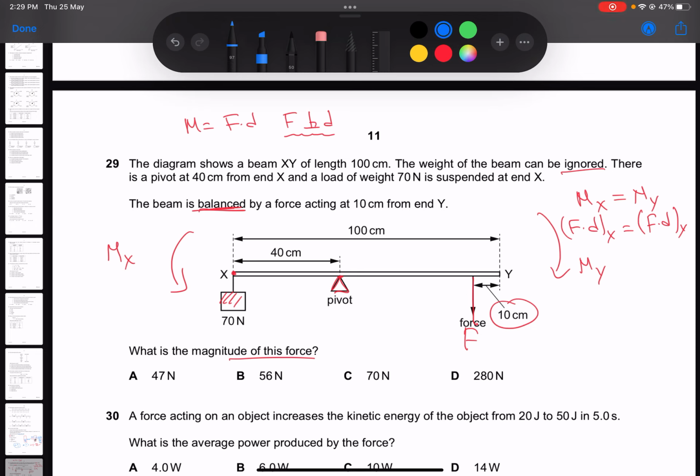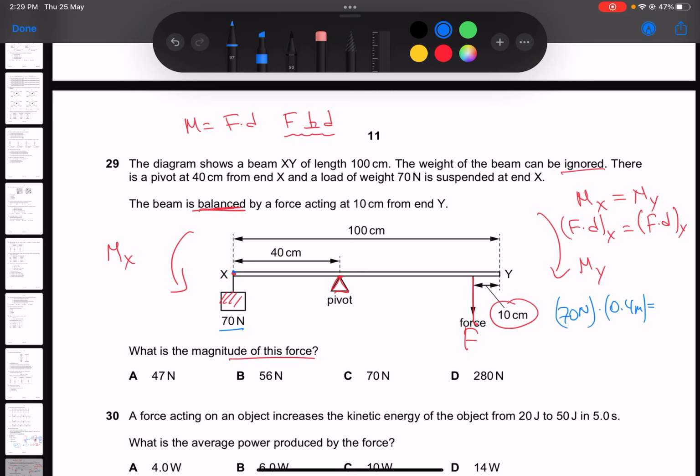Now, what is force x? Force x is given, 70 newtons times distance. So distance has to be the point to the pivot point, right? The point where the force is acting to the point of rotation, the pivot basically. So it's going to be 40 centimeters, or you may say 0.4 meters, okay? So let's use the SI units.